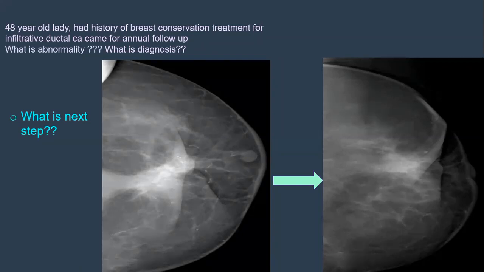How are you going to manage your patients? You have to follow up the patient.